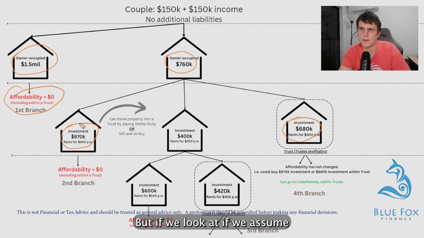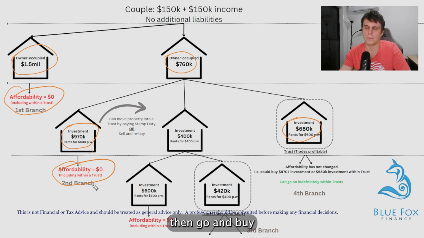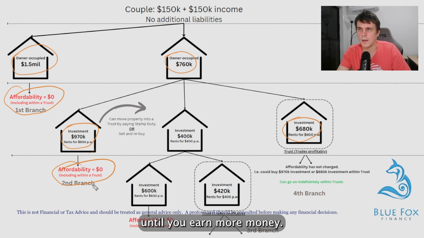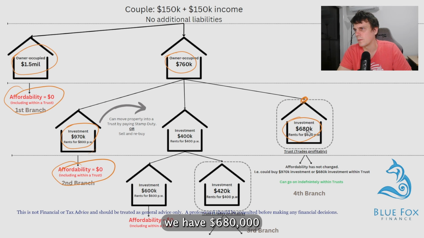But if we assume we buy $970,000 worth of investment properties in our individual name, that may be one property, that may be 3 properties, it doesn't really matter. Once you've done that, you're down to $0 affordability. So again, you are stuck. You can't then go and buy something in a trust after that. You can't ignore anything from the calculator. You have no more affordability until you earn more money, or pay some of the debt down. Now, if we instead look at this other side over here, we have $680,000 affordability in the trust.